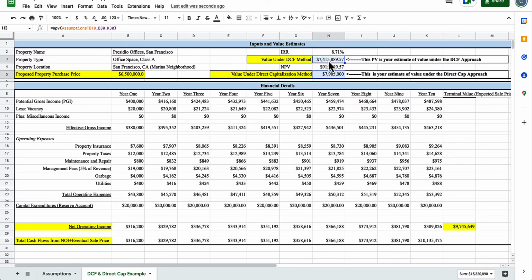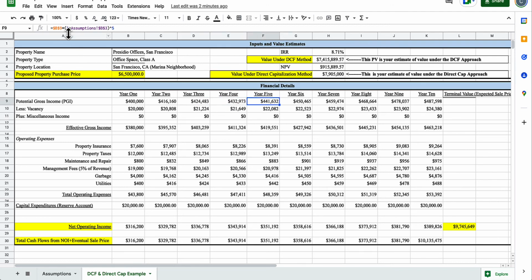And in this case, they're not too far off. The direct cap approach and the DCF method are fairly close to each other. I mean, that is almost $500,000, but as a percentage of the sale price, it's still less than 10%. Sorry, as a percentage difference between the two, it's still less than 10%. So we're reasonably close.